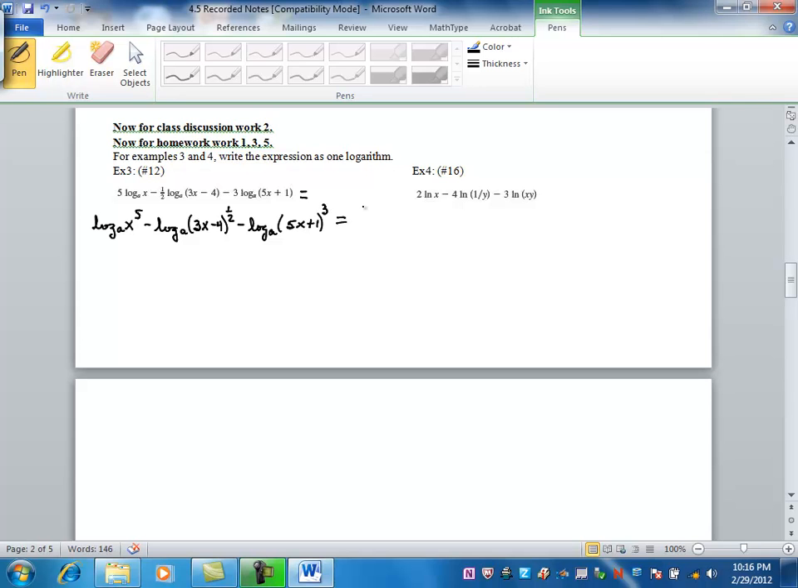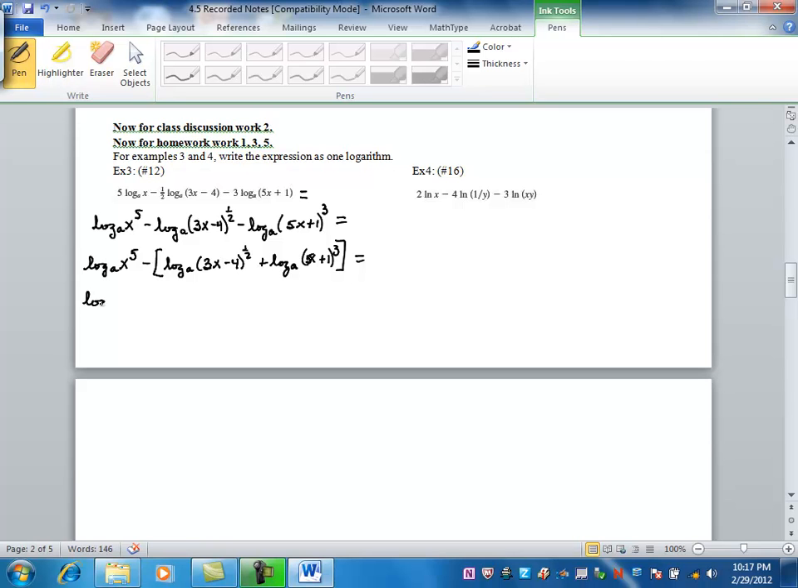Now you say, well, I can't divide by two things. What am I going to do here? Well, here's a suggestion. This is log base a of x to the 5th minus bracket log base a of 3x minus 4 to the 1/2 plus log base a of 5x plus 1 cubed. So I factored a negative out front. Log of a sum, the sum of the logs is the log of a product.